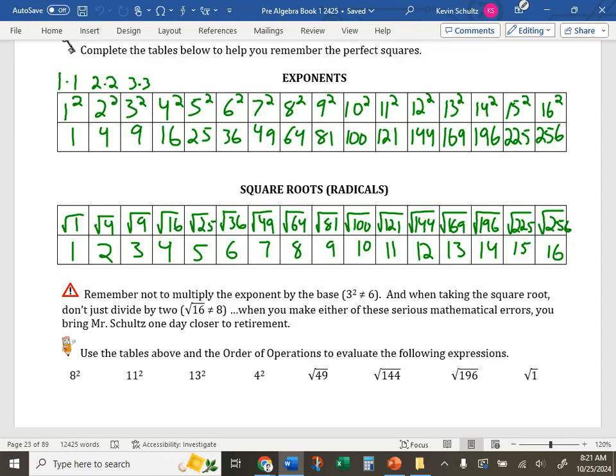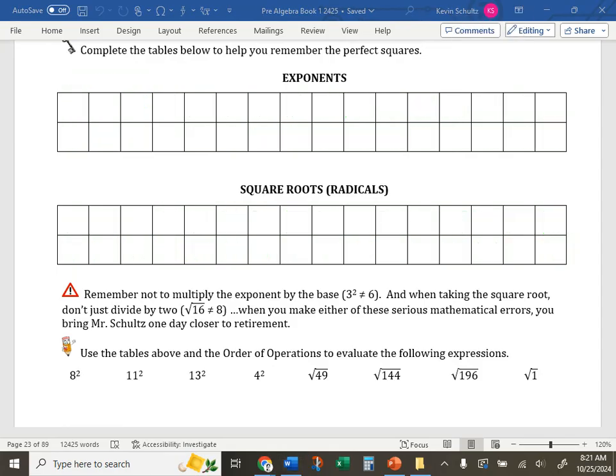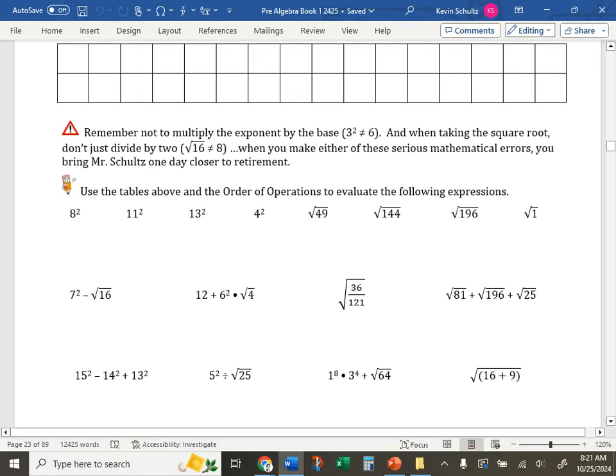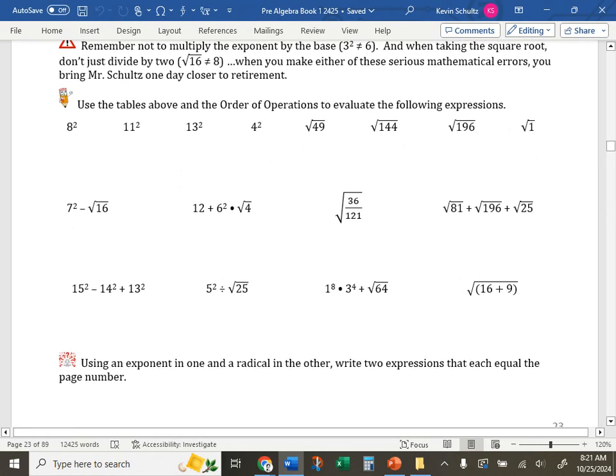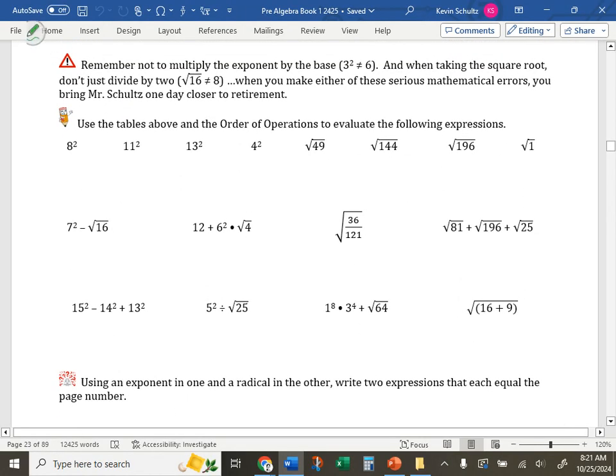So you are now armed for the bottom section without using a calculator because you have all of these values. Two things to watch out for. These are things that I see very often. 3 squared is not 6. We talked about that. It's not 3 times 2. 3 squared is 3 times 3, which actually equals 9.